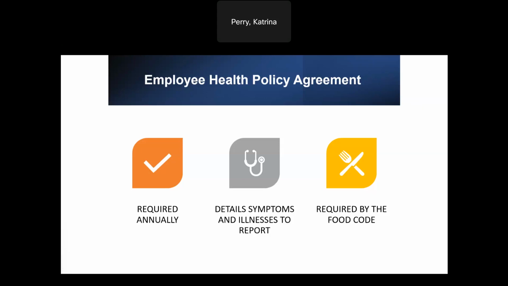Each of our North Carolina HACCP plan templates includes a copy of the employee health policy agreement, as we've said, both English and Spanish versions. But if you're having trouble finding it, you can always reach out to me or your school nutrition consultant.